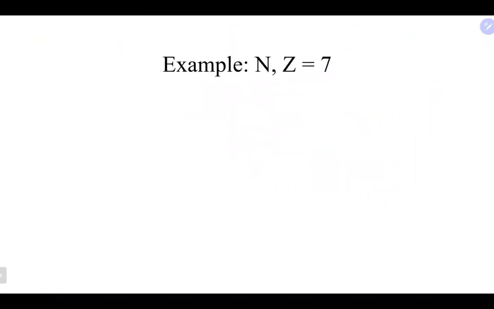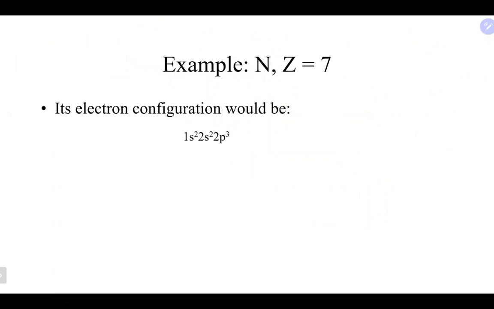So I think we left off with nitrogen. Once again, nitrogen's atomic number is 7, which means it has 7 protons, and would also again have 7 electrons in a neutral atom.